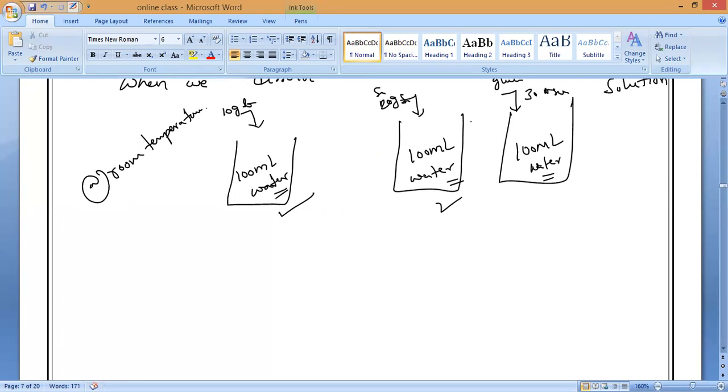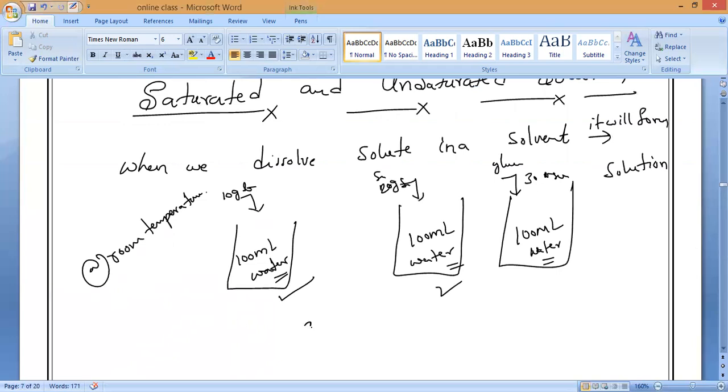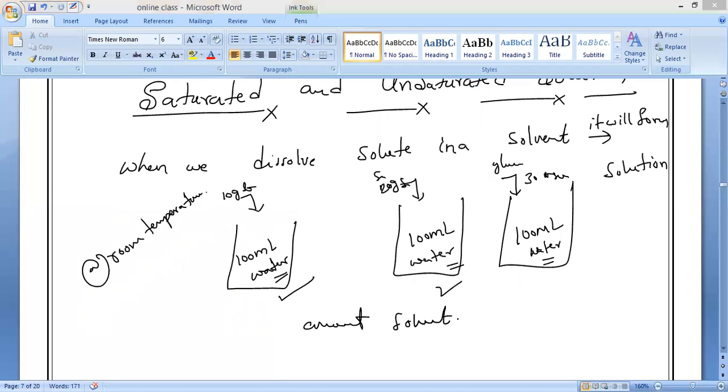Now, is the concentration the same or different, Mr. Akilan? Different, sir. Have you noticed it? Even though the amount of solvent is the same, based on how much solute is dissolved, the solution concentration is changing or not? Everyone, respond, yes or no? Changing.